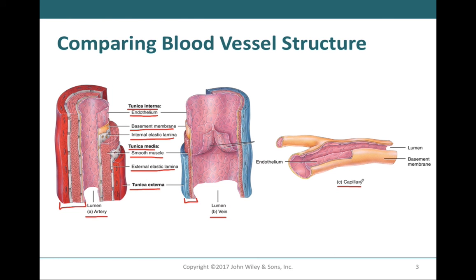So capillaries, in terms of structure, are the most simple of all of the vessels. Capillaries are a one-cell layer thick structure that's going to be made up of the single layer of endothelium and the basement membrane that endothelium sits upon. Capillaries are the smallest of all of the vessels in our bodies. The diameter of capillaries ranges from 5 to 10 micrometers, which is extremely small.